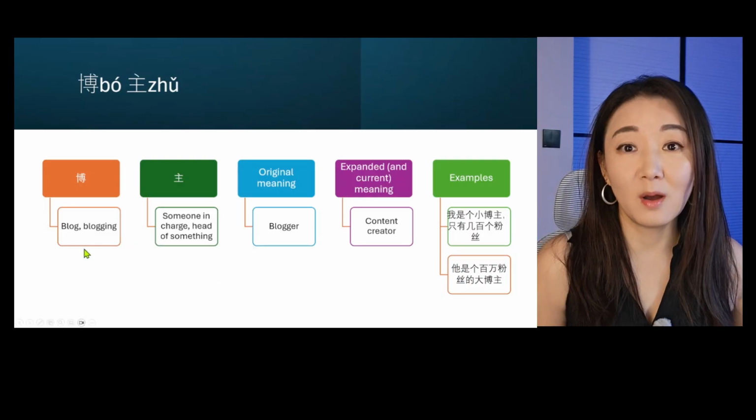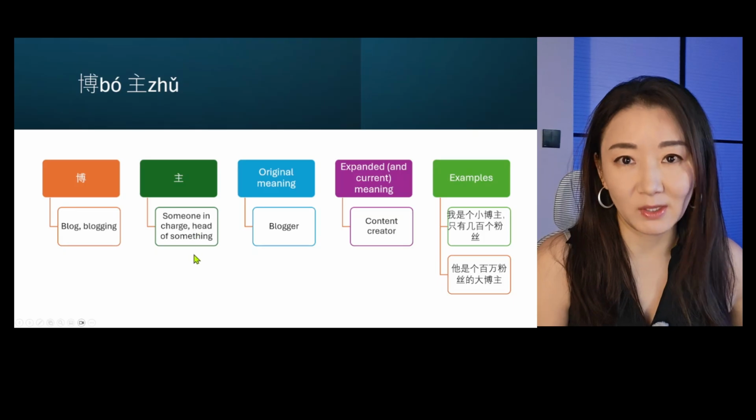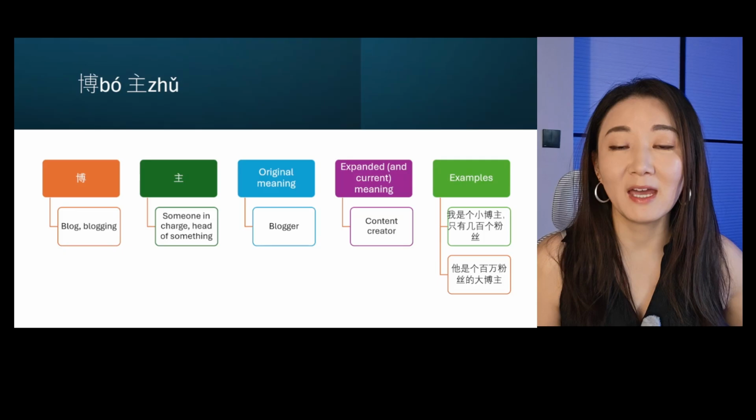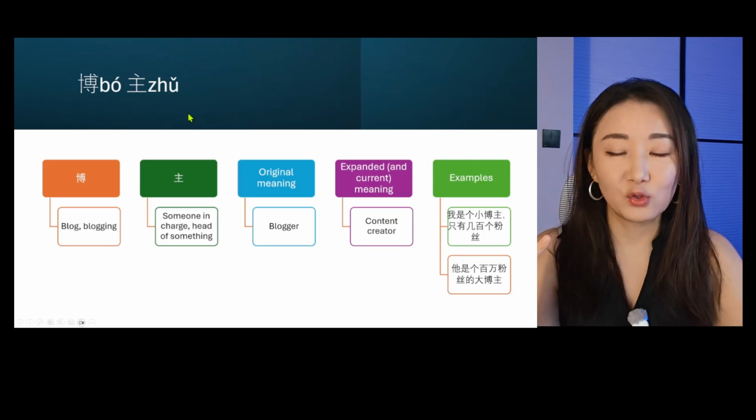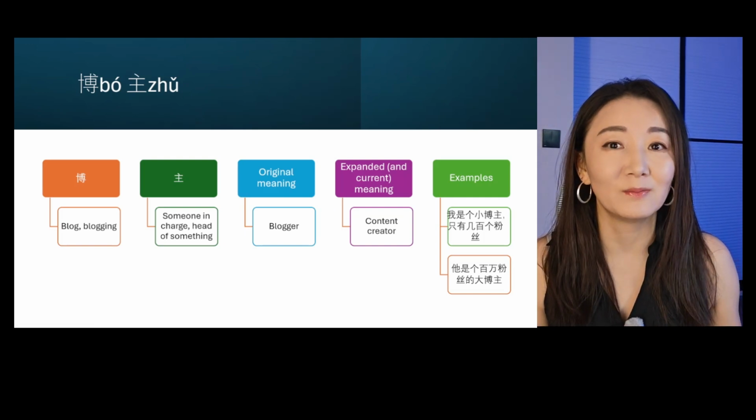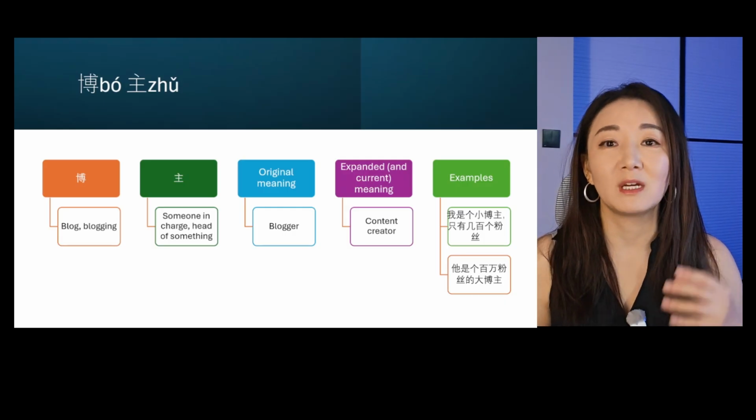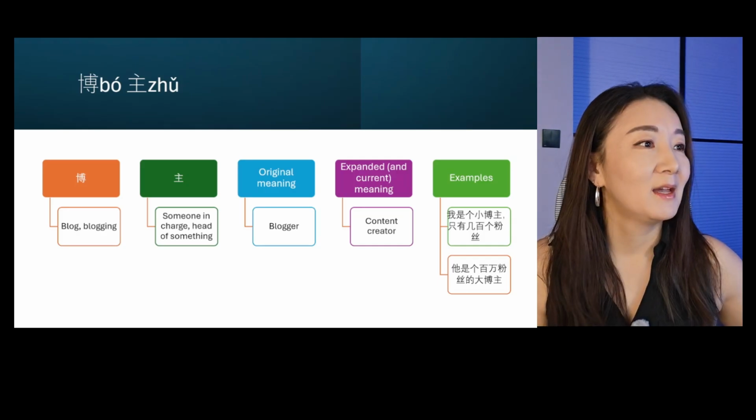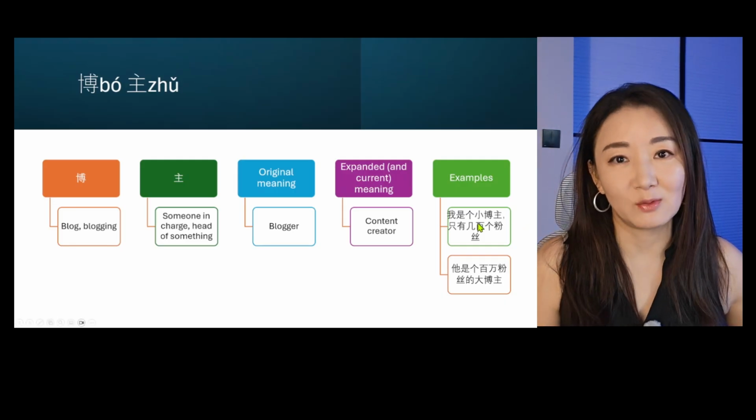博主. 博 means blog or blogging. 主 means someone is in charge of something or head of something. For instance, 一家之主 means the head of the household. So that's what 主 means. So if we put 博 and 主 together, this word used to mean blogger when blogging was popular. But nowadays, the meaning has expanded from just being a blogger to being a content creator. Let's take out two examples of how it's used in sentences. First example, 我是个小博主. I'm a small content creator.